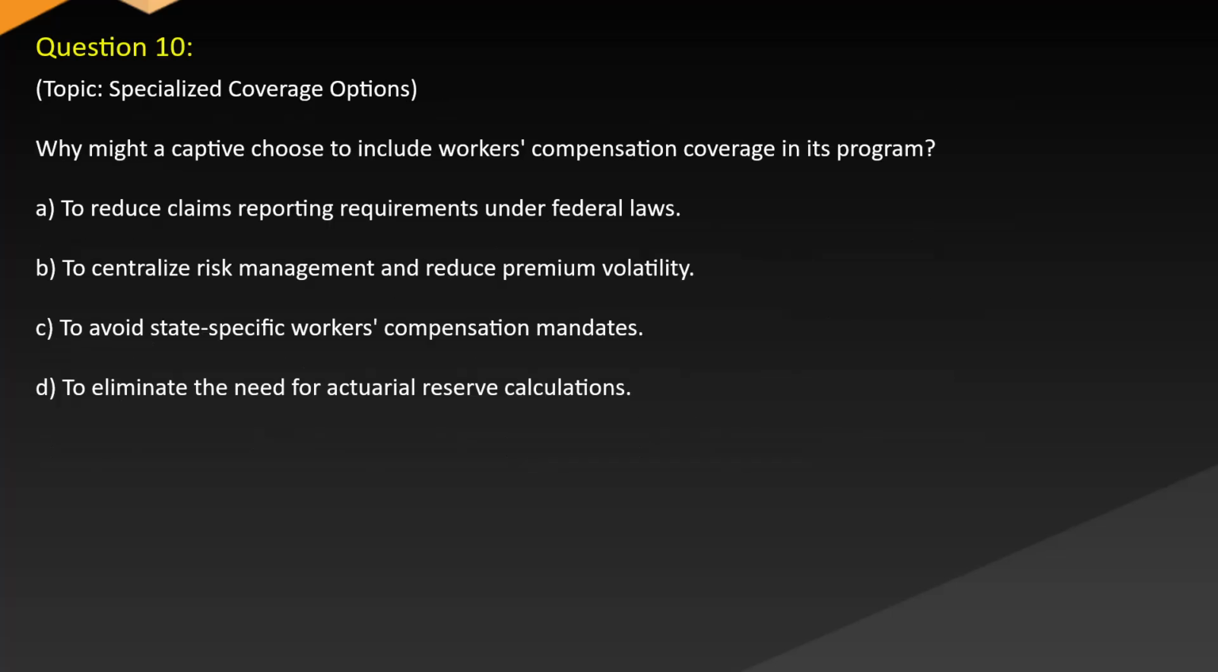Question 10. Topic: Specialized coverage options. Why might a captive choose to include workers' compensation coverage in its program? A. To reduce claims reporting requirements under federal laws. B. To centralize risk management and reduce premium volatility. C. To avoid state-specific workers' compensation mandates. D. To eliminate the need for actuarial reserve calculations.